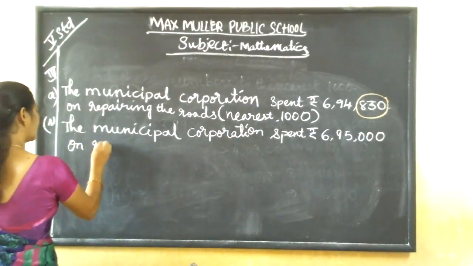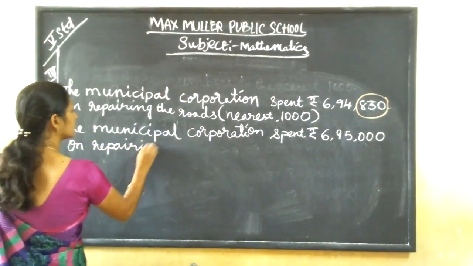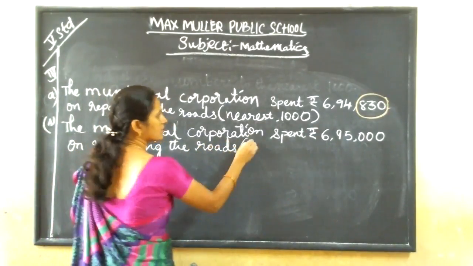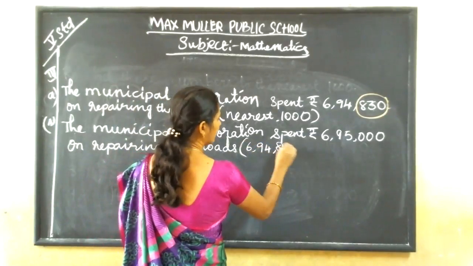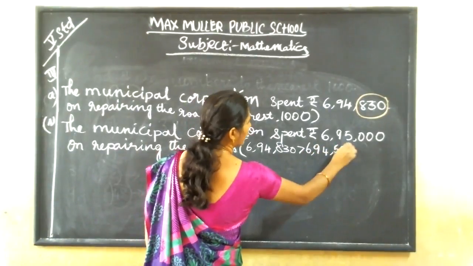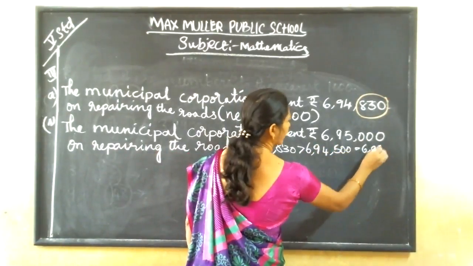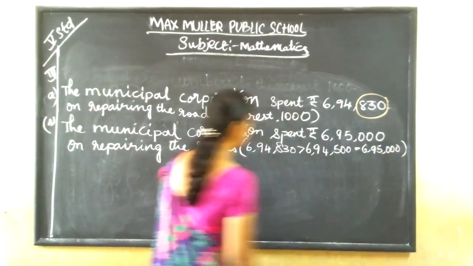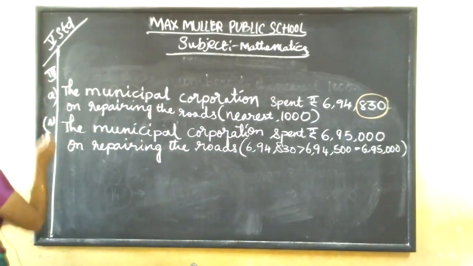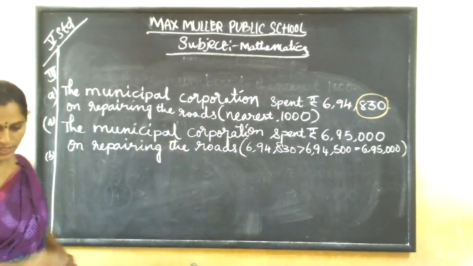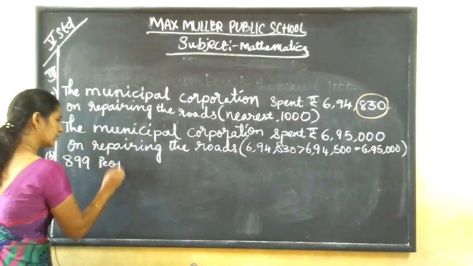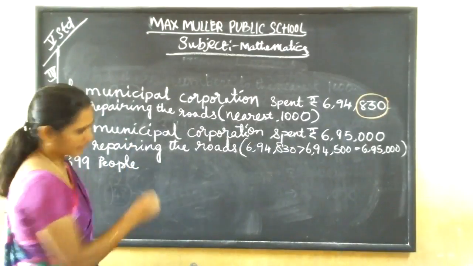On repairing the roads. How? Because 6,94,830 is greater than 6,94,500. So the answer is 6,95,000. I have given the clarification for the answer: how we wrote, why we wrote 6,95,000. Okay. Next, 899 people attended the meeting.